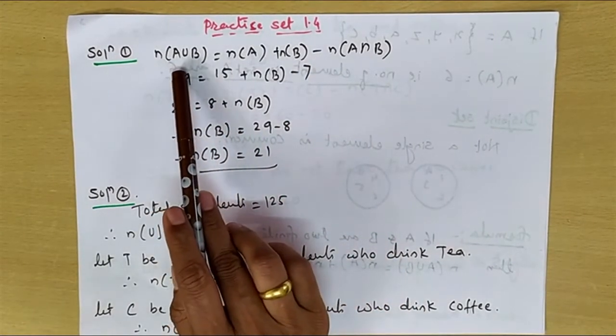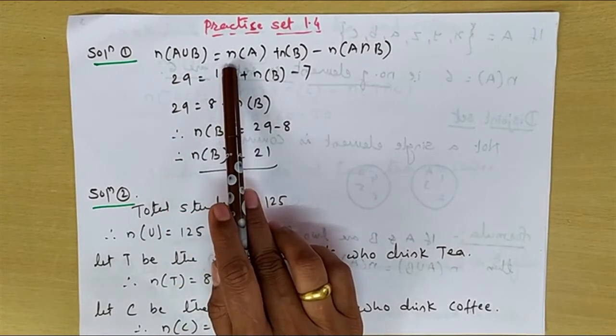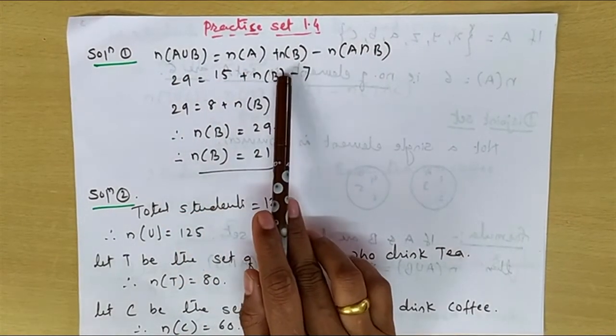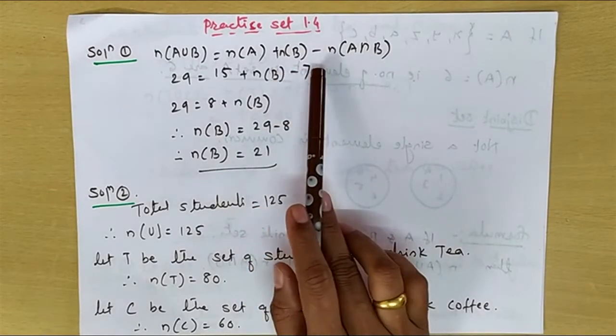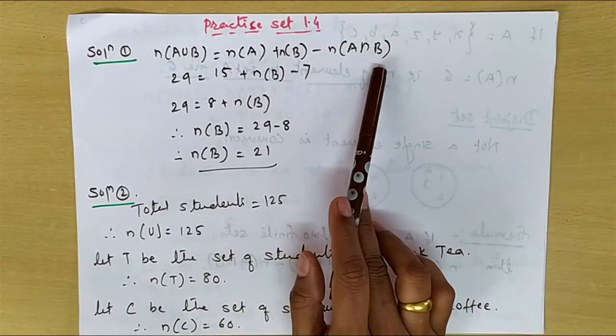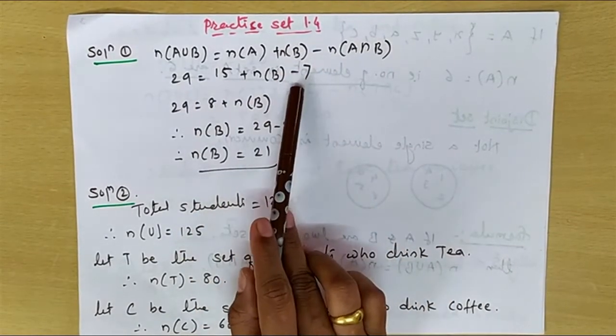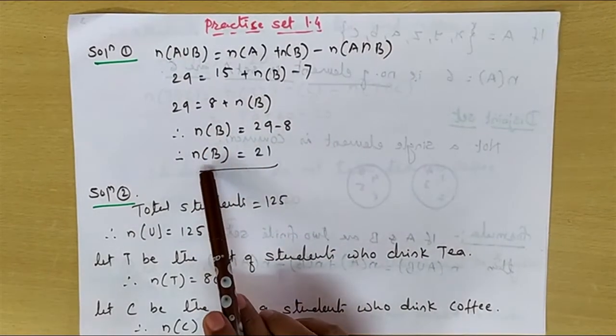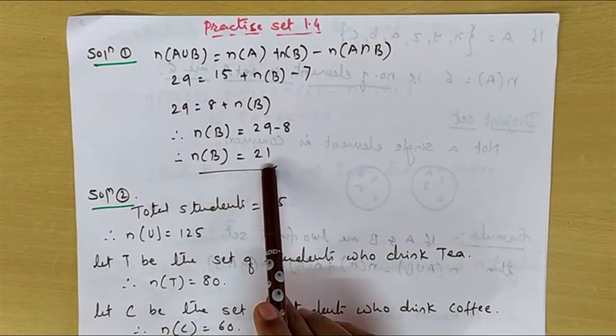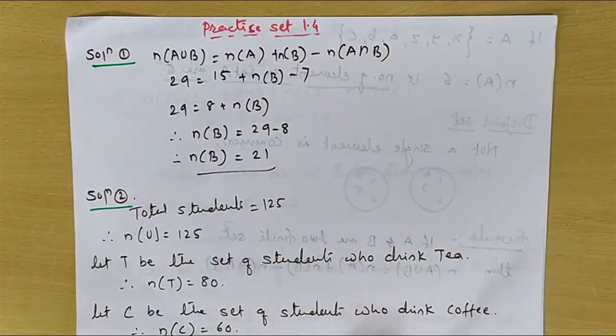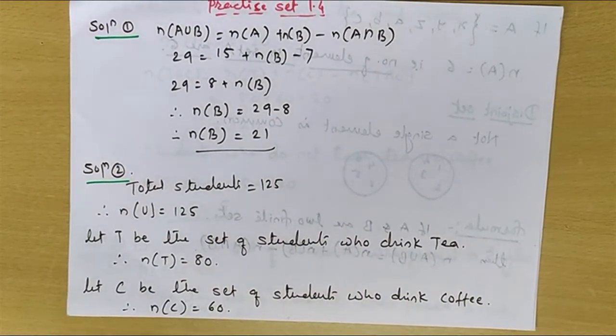For finding the number of elements in B, you have to use the formula: number of elements in A union B is equal to number of elements in A plus number of elements in B minus number of elements in A intersection B. Substitute the values, calculate, and you will get the number of elements in B is equal to 21. Now see the second question.